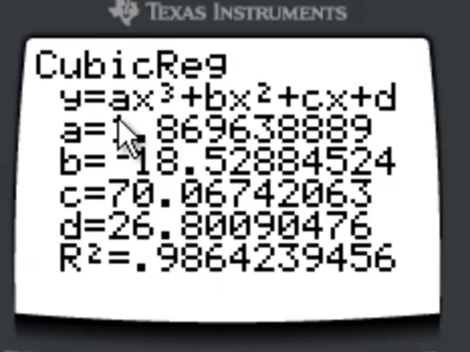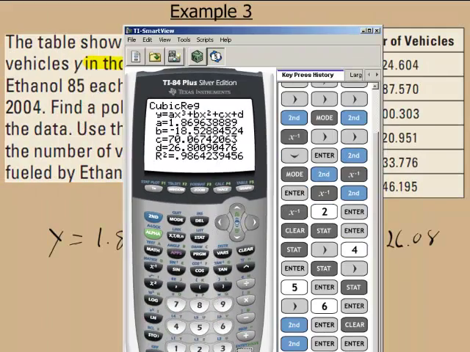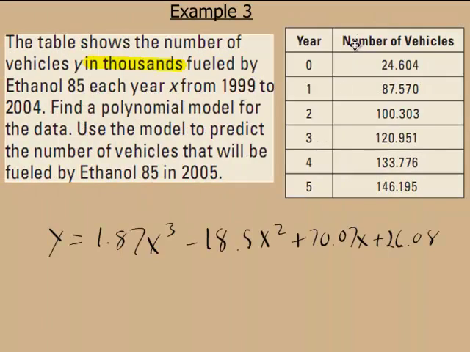This would be my values for A, B, C, and D, and I would record those. So my equation would look like this. And the next part is I want to predict using this model what it will be in 2005. So I can do a couple things. I could take 6 and substitute 6 in for x and find y.